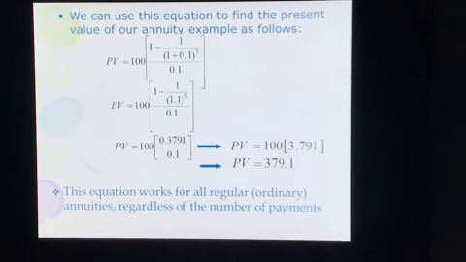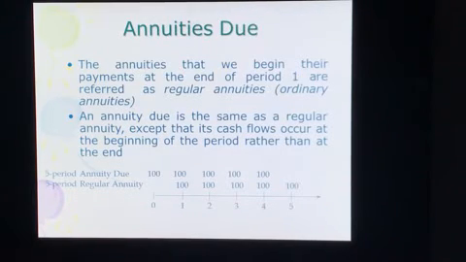This is a very simple formula to calculate the present value of an annuity. By using this formula we can easily calculate the present value of this ordinary annuity. In case of annuity due, the payments are made at the start of the period. So for the first cash flow we don't need to calculate its present value. For the rest of the cash flows we need to calculate their present value. This is the difference between a 5-period annuity due and an ordinary annuity.